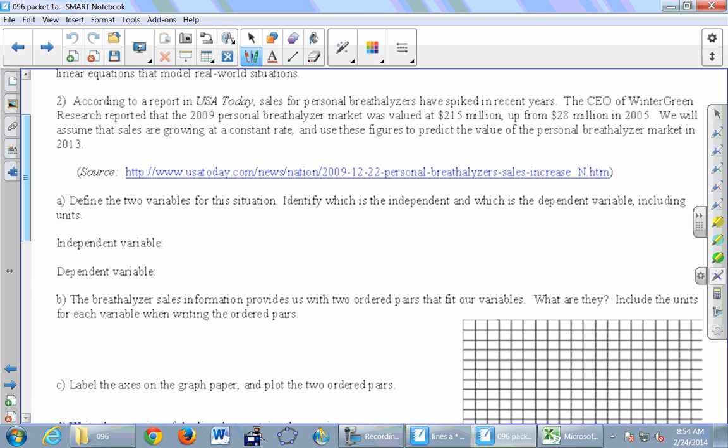So you guys did a lot of this if you took 095 here. So to figure out what the two variables are, what do we have? It says we have sales, and those are growing at a constant rate. And what's the other thing that's changing in this problem? Is time. So I got 2009 and then 2005. And then sales are these numbers, right? 215 up from 28 million. So it seems like those are our two variables, sales and time.